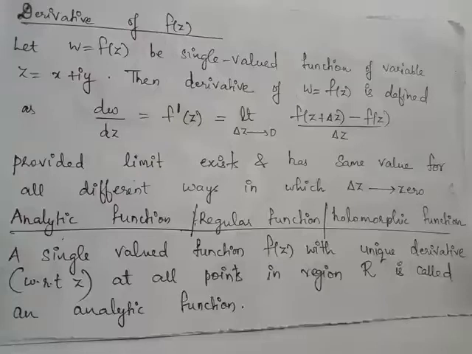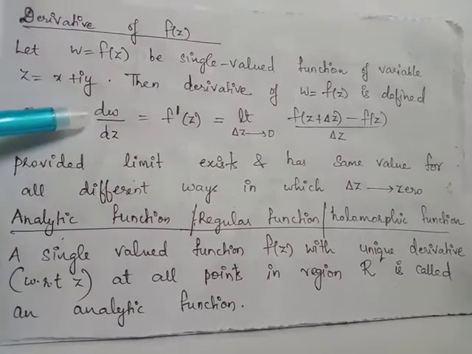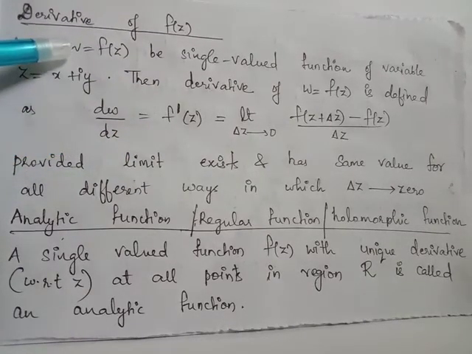Just like we have the definition of real valued functions, we also have the concept of derivative of complex functions. If the limit as delta z tends to 0 of f of z plus delta z minus f of z upon delta z exists, that is, if this particular limit remains unique whichever path along which delta z approaches 0, then we say that the function f of z is derivable, or the derivative of f of z exists. We have the notation for the derivative of f of z as f dash of z or dw by dz, because we have assumed w equals f of z.